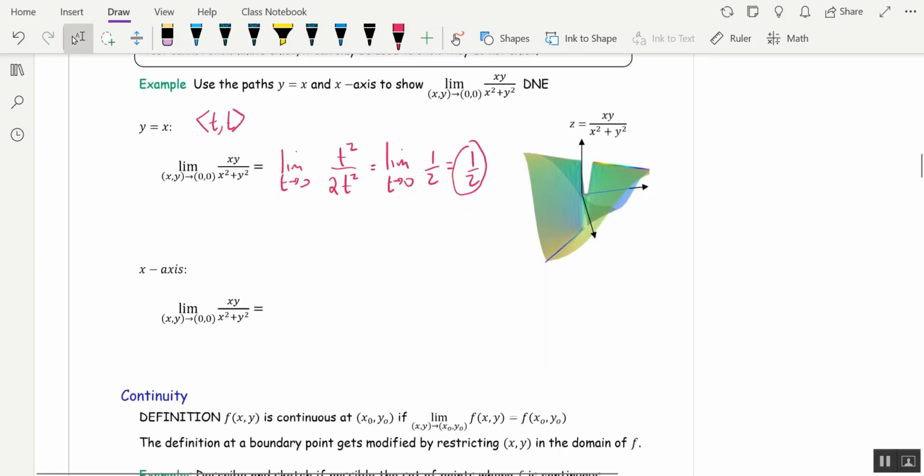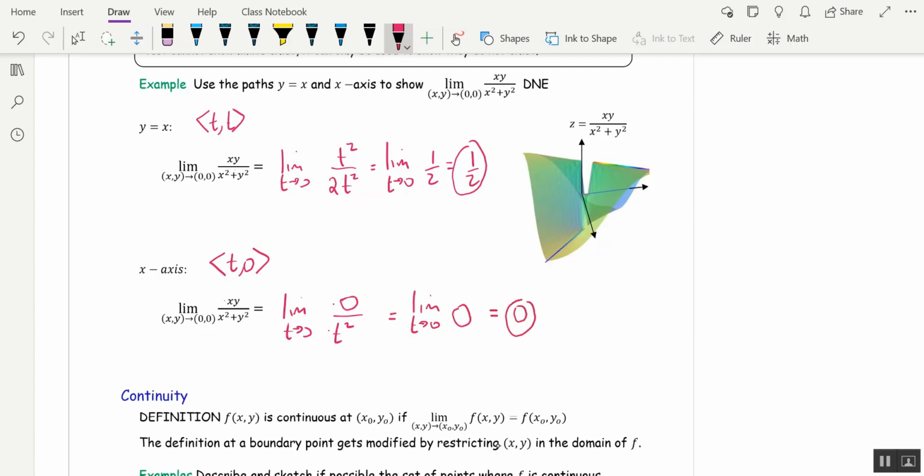Okay, now let's approach along the x-axis, which is parameterized by (t, 0). So this limit is the limit as t goes to 0 of t times 0 on top, which is 0, and then t squared plus 0 on the bottom, which is t squared. Now, this is the limit as t goes to 0. 0 over a non-zero number is 0. The limit as t goes to 0 of 0 is 0. And these numbers are not equal, so we can say that the limit does not exist.